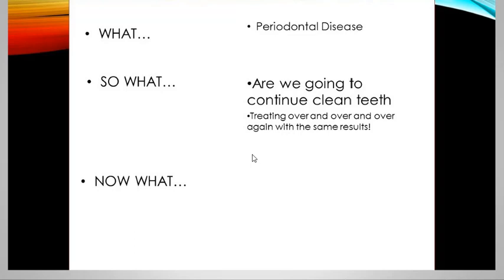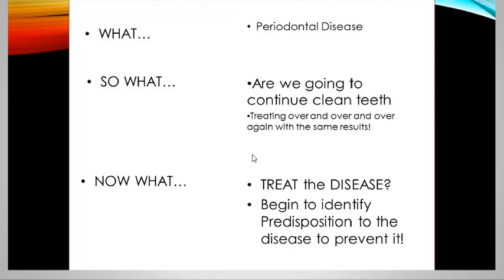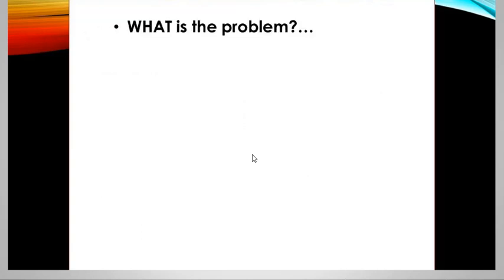So once we find periodontal disease, with all this research that science has given us and with all these new opportunities for us, now what? Let's treat the disease. Let's not just continue to clean and leave those bacteria in the bottom of the moats floating around, because a simple cleaning doesn't get to the bottom of the moat. So we need to begin identifying predisposition to disease to prevent it. If someone is more predisposed, we must be more proactive about the disease.